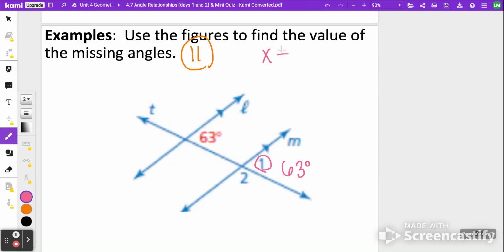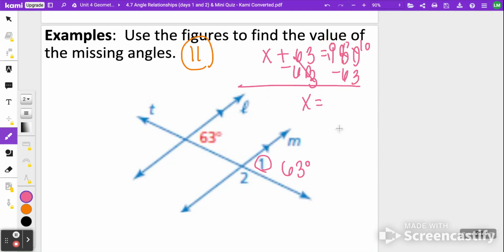So what I can do is say x plus 63 is equal to that straight line degrees of 180. I'm going to subtract 63 from both sides to figure out how much x would be equal to. If you were doing this by hand, you did have to borrow. Luckily, it's not too much. 180 minus 63 is going to be 7, 1, and another 1. So we should get 117 for that missing angle. So angle 2, 117 degrees. Okay.